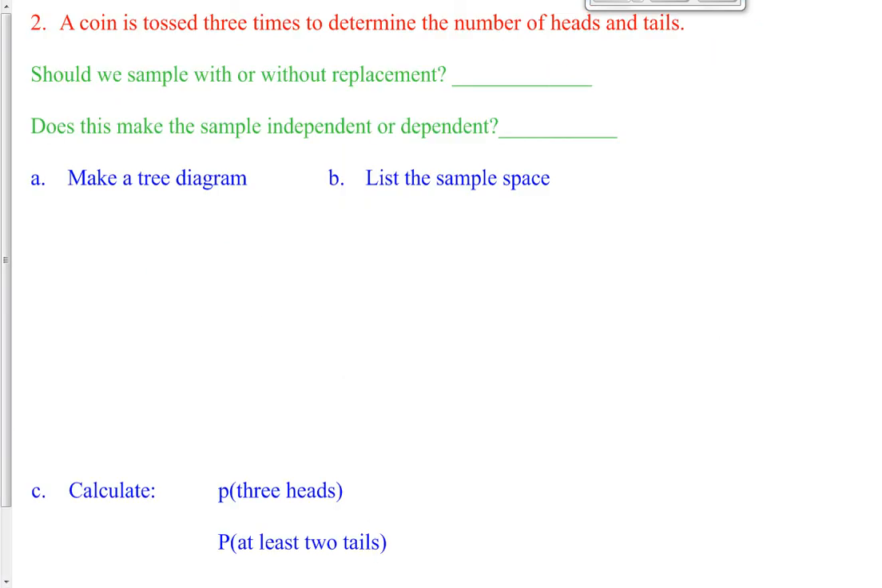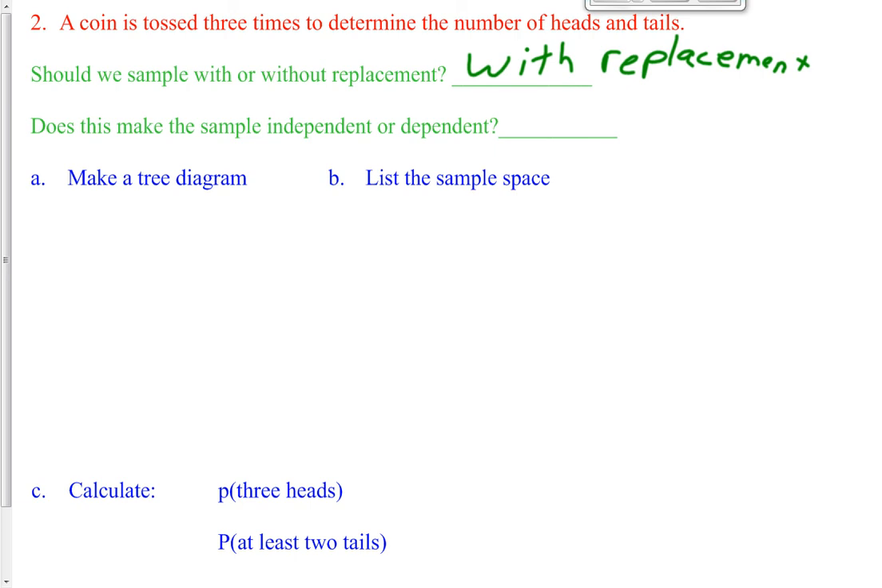Okay, so here, our second example: a coin is tossed 3 times to determine the number of heads and tails. Should we sample this with replacement or without replacement? So class, if we flip a coin, I record heads or tails. If I record heads, is it possible to flip that same coin without replacement? Meaning, can we take away that heads off that coin? The answer is no. So the obvious answer is that we have to do this with replacement.